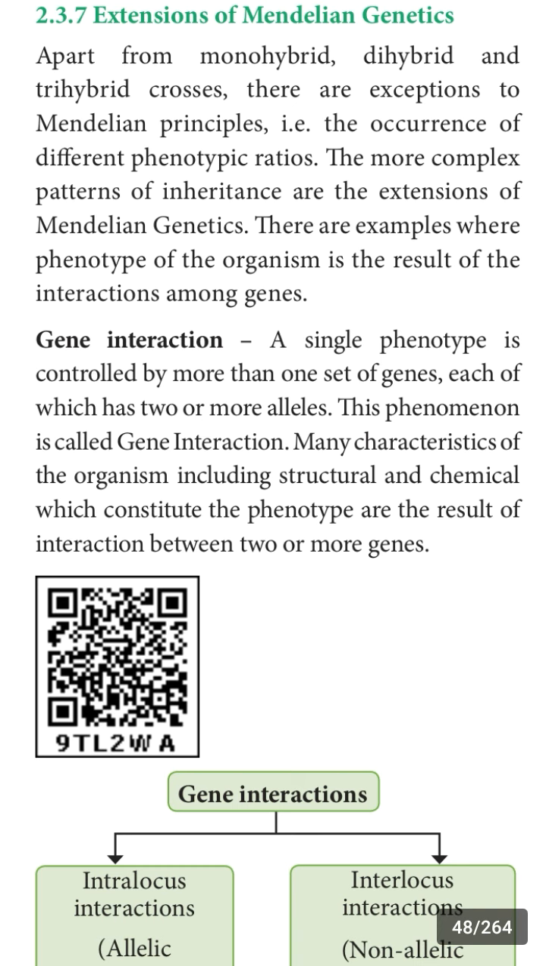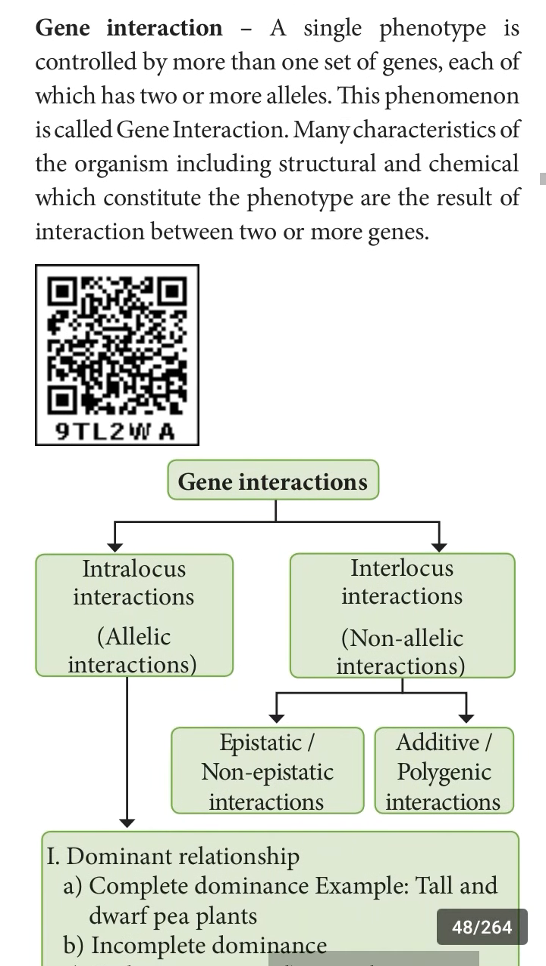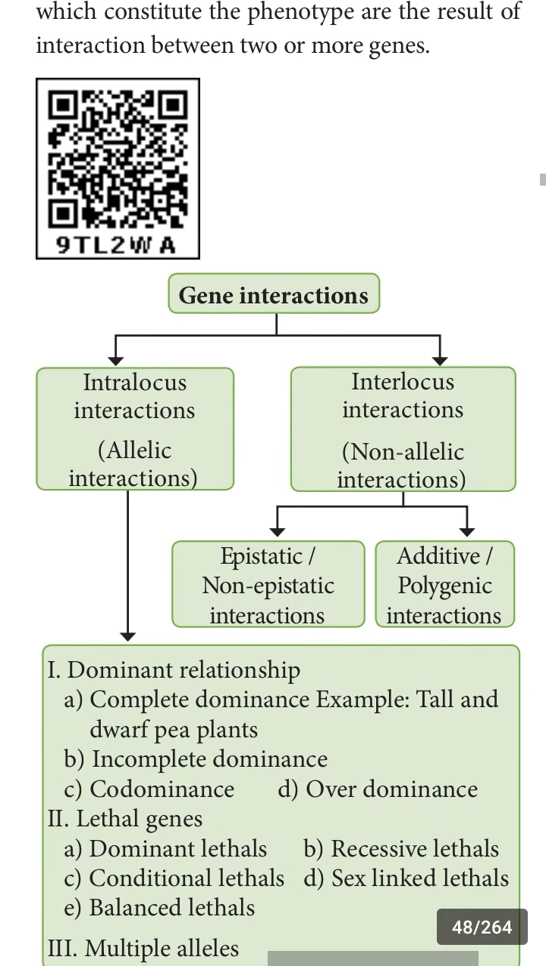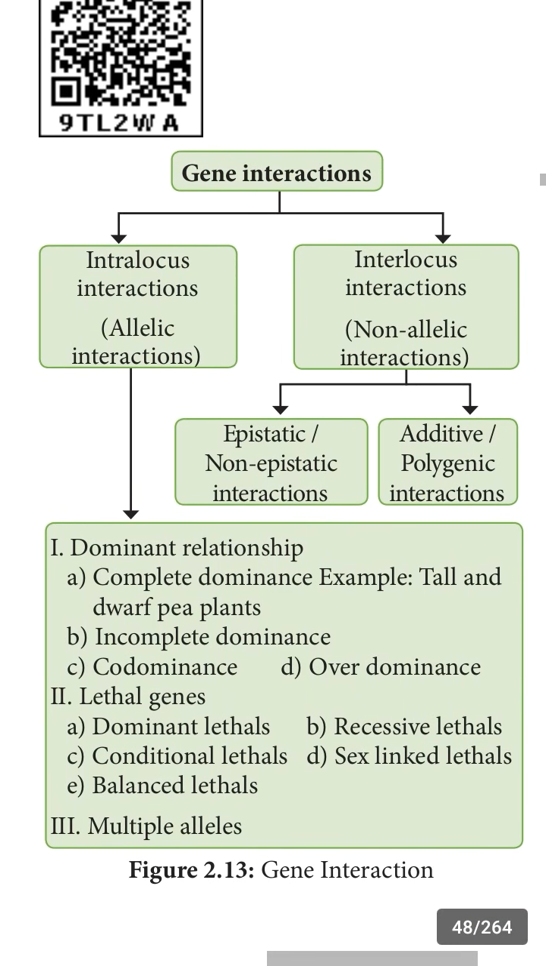So here, because of this gene interaction, there are some structural and chemical changes taking place. Many characteristics of the organism, including structural and chemical, which constitute the phenotype, are the result of the interaction between two or more genes. So here they said that the change in the phenotype is because of gene interaction. So here the flow chart of gene interaction types is given. Gene interaction is said to have two types, intralocus and interlocus.